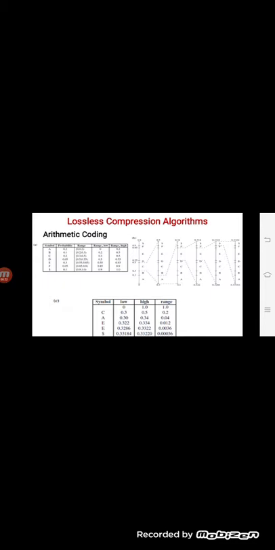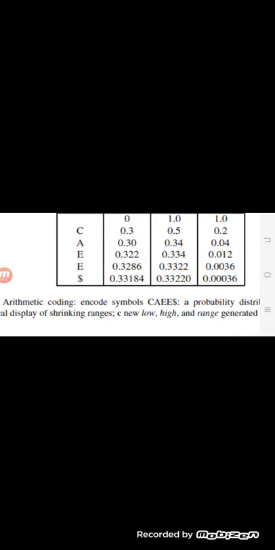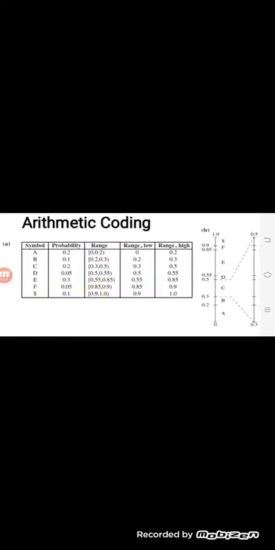So the task is we have to encode the symbols CAEE. Earlier we had the probability range for A, B, C, D, E, F and the terminator symbol well defined, which is 0.2, 0.1, 0.2, 0.05, 0.3, 0.05 and 0.1. So A initially starts with 0.2, so its range will be 0 to 0.2. For B it is 0.2 to 0.3 and likewise. So this we have discussed already.